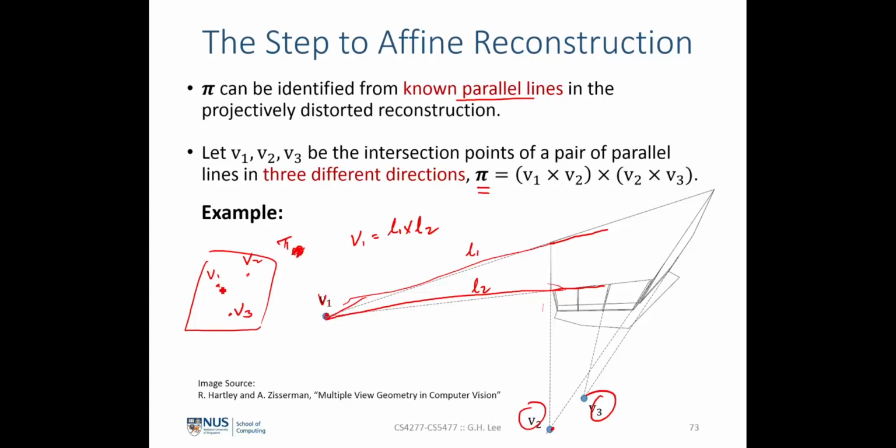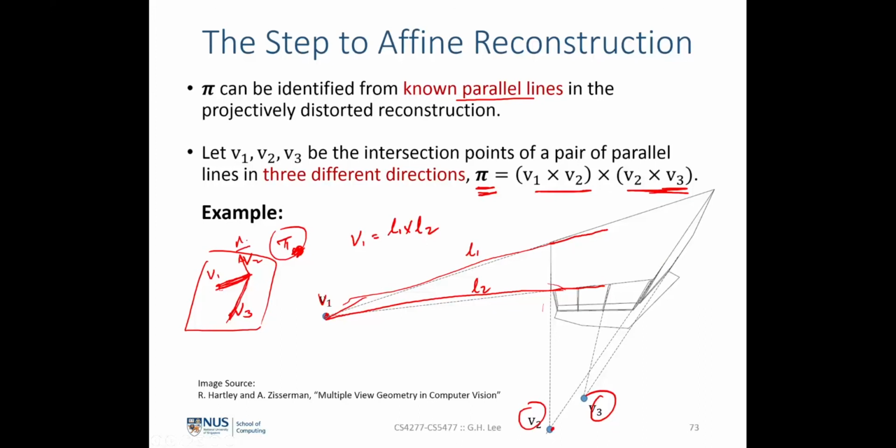So we can take these 2 points and take the cross product, which is going to give us this line over here, as well as V2 and V3. We take the cross product. So this is V1 cross V2, V2 cross V3 to give us these 2 lines over here. And the cross product of these 2 lines is going to give us the normal vector that represents this particular plane over here. So once we identify the 3 vanishing points, we would have already identified the plane at infinity.